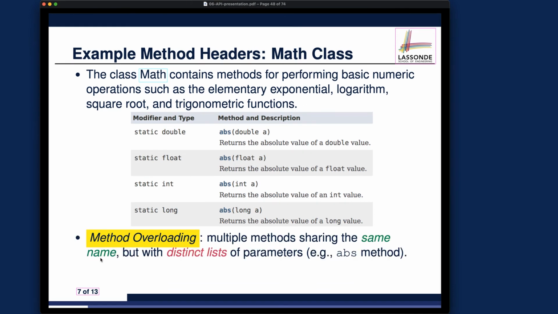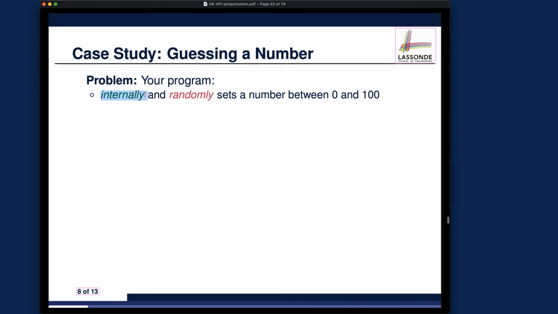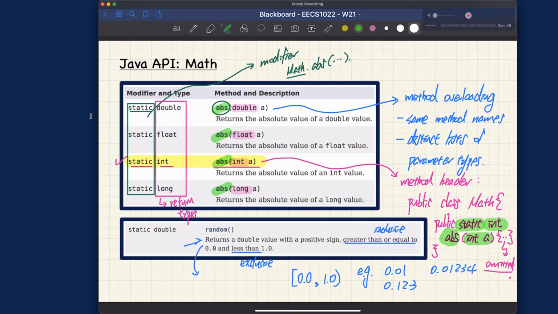Okay, and method overloading, I just explained that. You can read the textual form just to review. Right. Let's now say we want to implement a console application for the user to guess a number. Let's read the problem together. So let's say your program is supposed to do the following, in steps. Step number one, your program should internally and randomly set a number between 0 and 100. And guess what? The random method that we just looked at will generate some number randomly between 0 and 1.0 exclusively. So that might be something we can use, right? Let's see how to use it. I'll give you some hints.